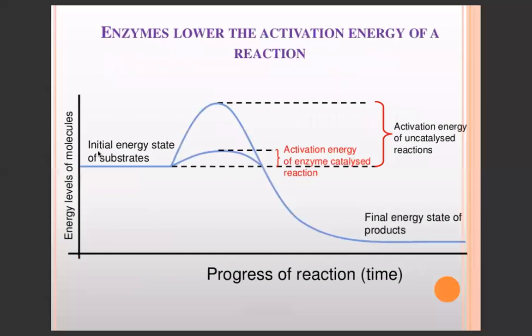Now, this is the initial energy state of a substrate which is to be converted to the product. If you see, the substrate energy is higher as compared to the product, so that high energy state is converted into a low energy state.